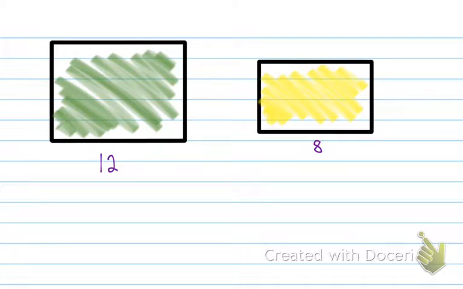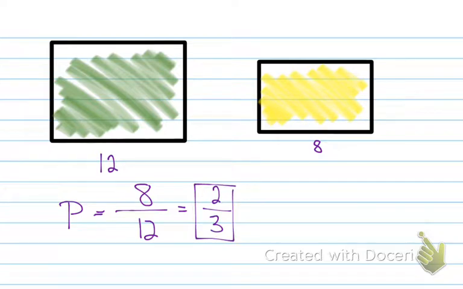From yellow to green, what would be my ratio for my perimeters? Anybody tell me, Isla? P equals 8 over 12. Okay, so P equals 8 over 12. Yes, and then can that be reduced? Yes, to what? So it becomes 2 over 3. Yes, it becomes 2/3.